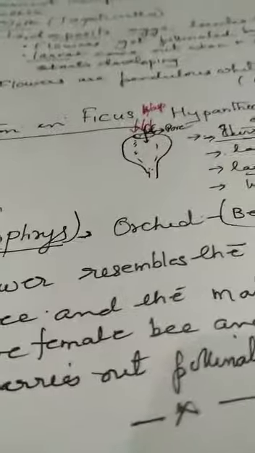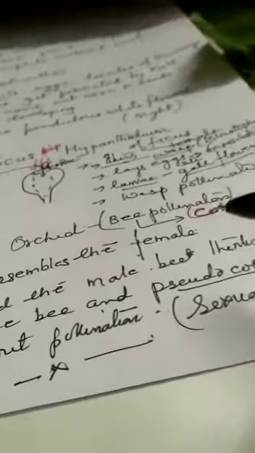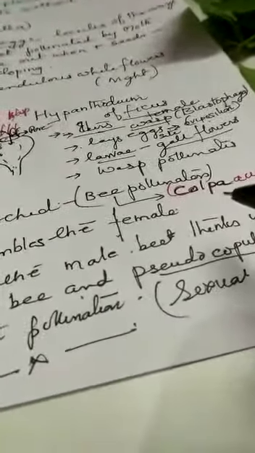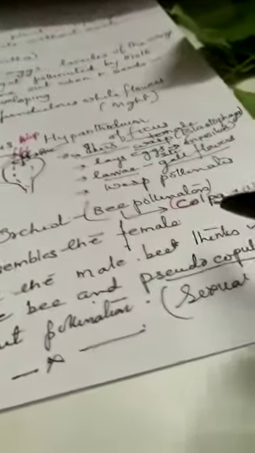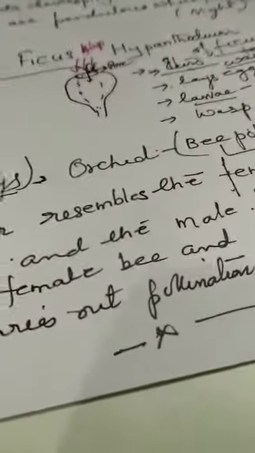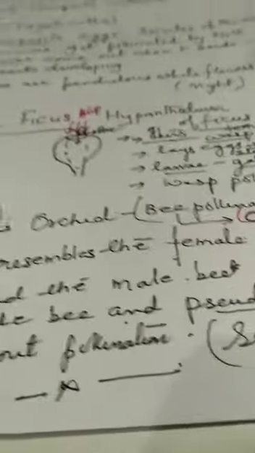Then you see the orchid Ophrys, and this is bee pollination. It is very interesting to see. This Ophrys orchid flower resembles the female bee, and the male bee, seeing it as a female, goes and pseudocopulates with it, which is also known as sexual deceit. Then when it moves, it takes the pollen grains of that flower with it, and when it visits the other flower, pollination takes place.